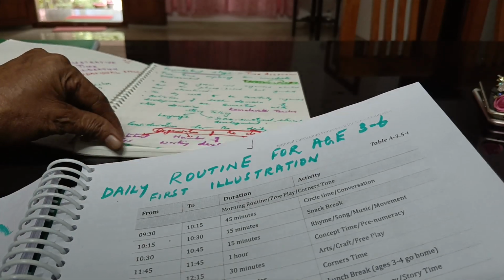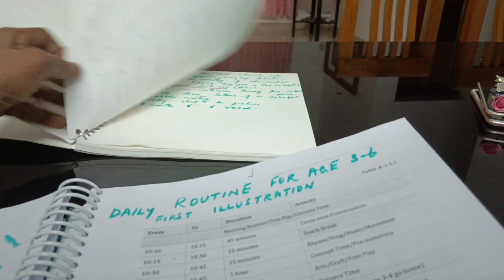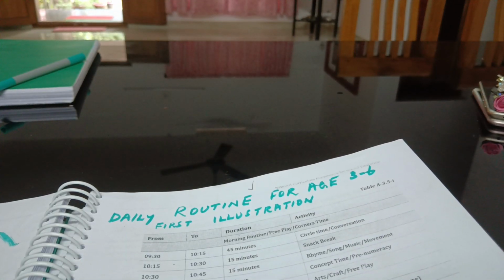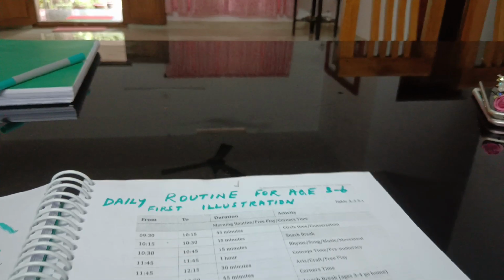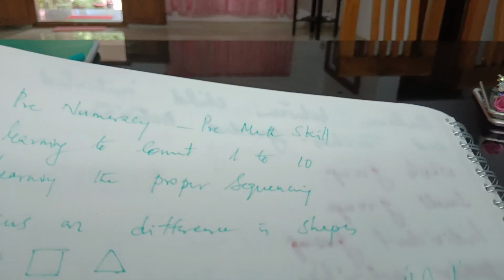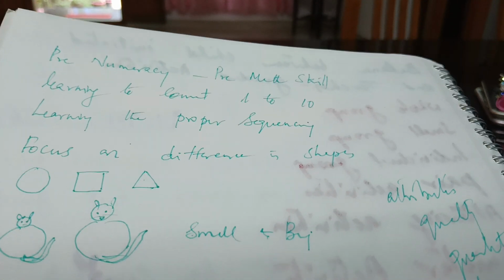What do you know about pre-numeracy? I will tell you regarding pre-numeracy. It is a pre-mathematical skill. Anyway, pre-numeracy is a pre-math skill: learning to count 1 to 10.